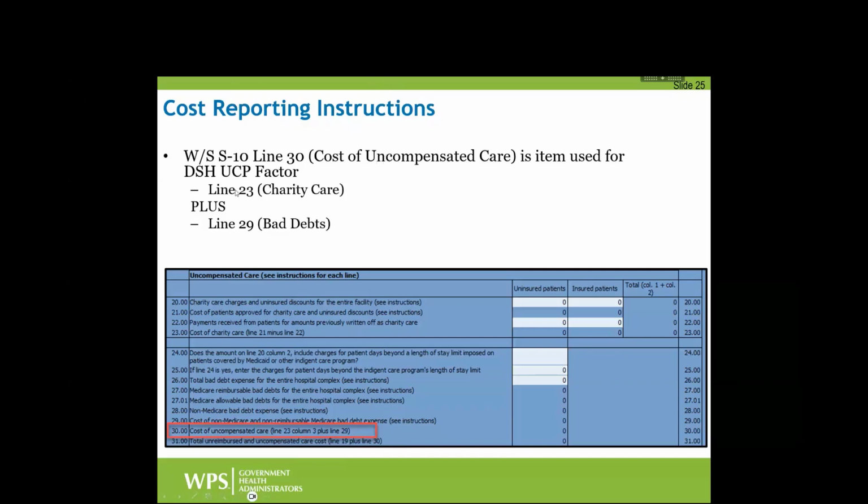Now, line 30, as I said, is the combination of line 23, which is the cost of charity care, and line 29, which is the cost of non-Medicare and non-reimbursable Medicare bad debt expense. Unfortunately, they like to use that word expense, which is actually not correct, but basically it's the cost of the total non-Medicare patients' bad debts plus the portion of the Medicare bad debts that Medicare hasn't already reimbursed. In other words, the 35% that's not already reimbursed on E-Part A, E-Part B, wherever else. We'll talk more about that detailed breakdown of these two in just a bit.